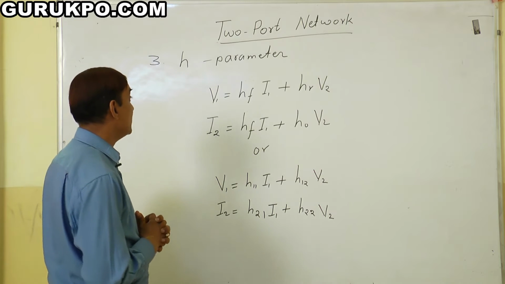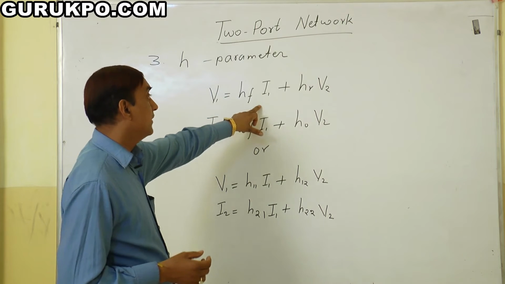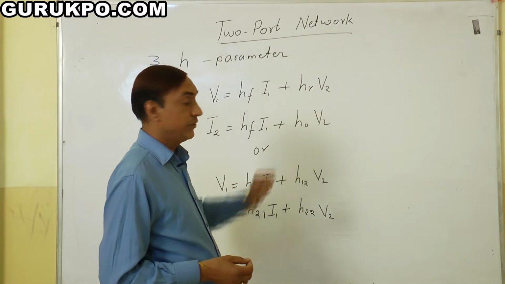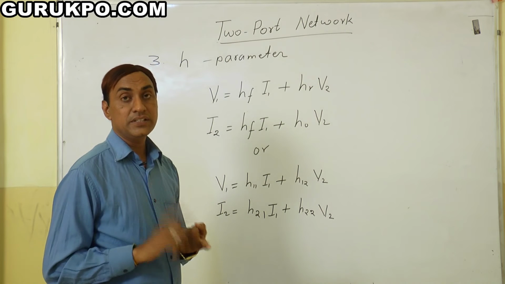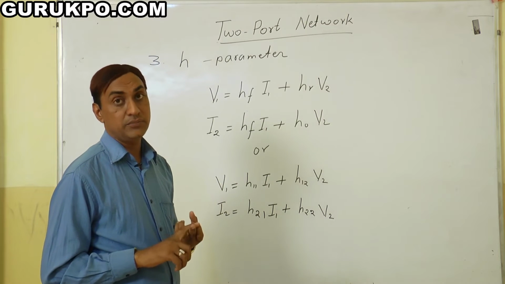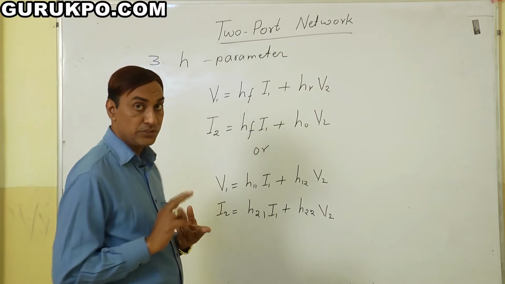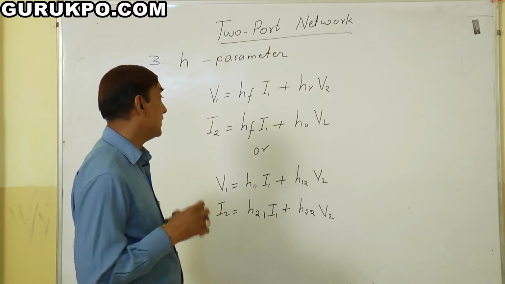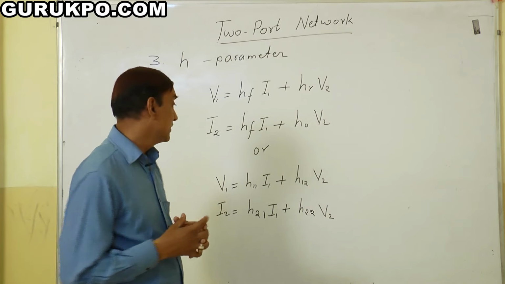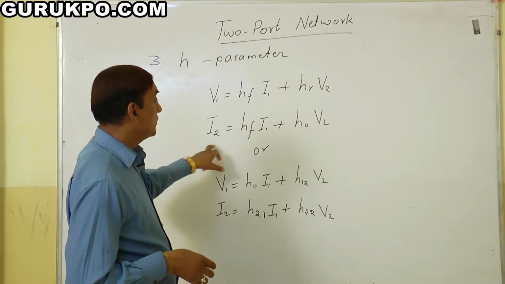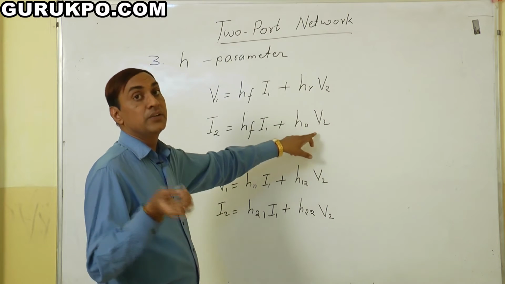So what is the equation for the H parameters? V1 is equal to Hf I1 plus Hr V2. Another equation is in the I form, because in a transistor there is a voltage side and a current side, since a transistor is a current-biased device. That's why we look at both current and voltage, and the effect of voltage and current on any two-port network or transistor circuit. So I2 is equal to Hf I1 plus Ho V2.